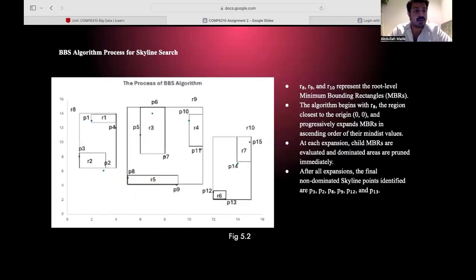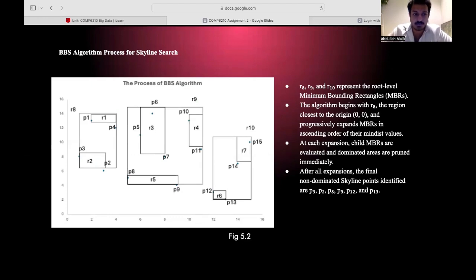This is the BBS algorithm process for skyline search, branch and bound skyline. One of the most important parts of the project. The root level rectangles R8, R9, and R10 represent the three main regions. The algorithm uses a priority queue based on mindist from the origin. Origin is basically where the Y and X lines cross each other. That's the origin, which is coordinates 0, 0, of course. So R8 is expanded first, as it's closest to the origin.